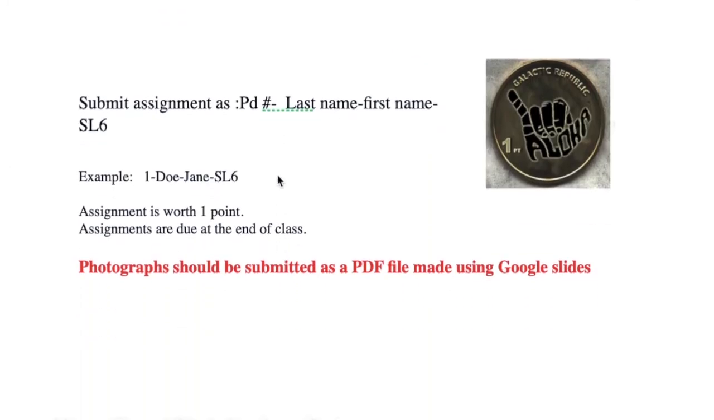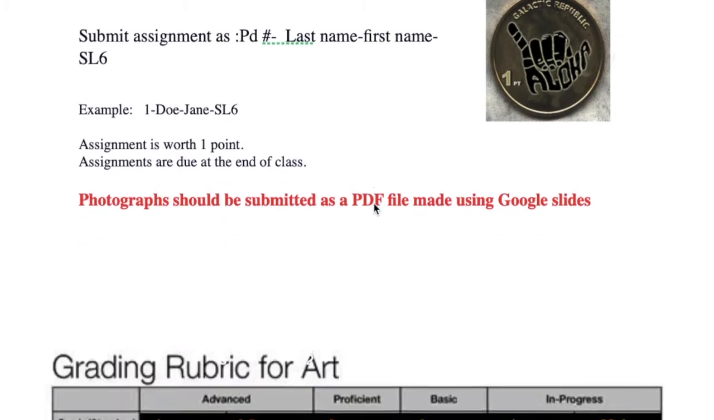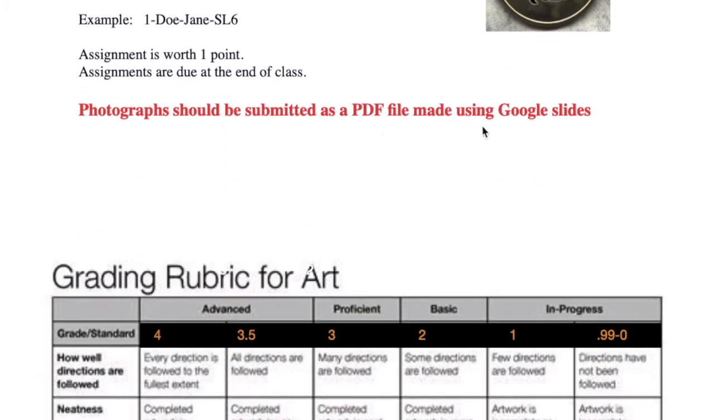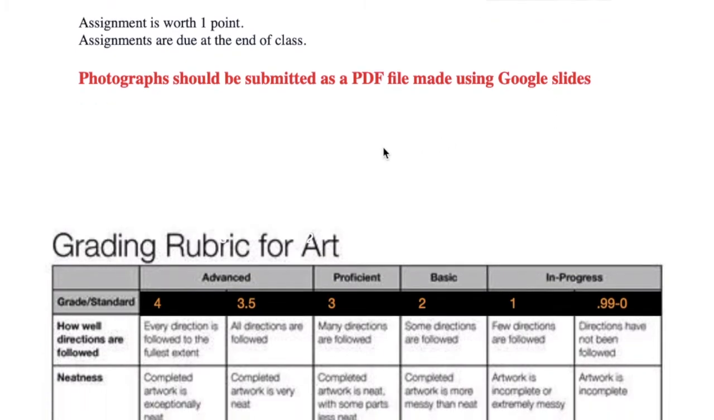Submit assignments as period number, last name, first name, SL6. The assignment is worth 1 point. Photographs should be submitted as a PDF file made using Google Slides. If you do not submit it as a PDF file, I will send it back to you and you'll have a 0 in your grade. And it says this in the syllabus, so please look at that.